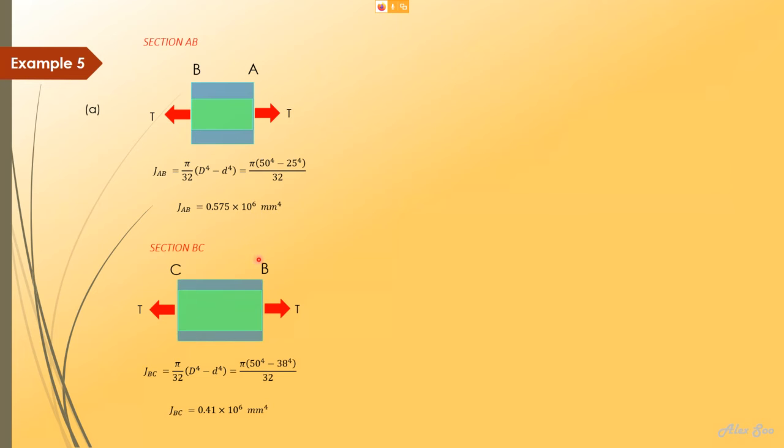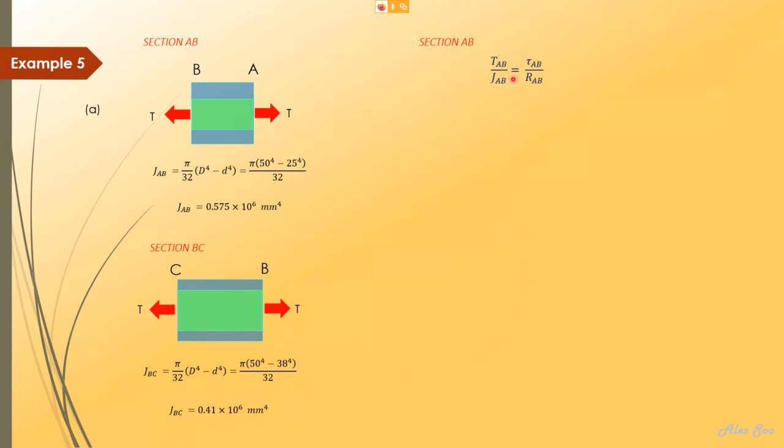Then you find the polar moment of inertia for the section BC as well. The external is still 50 mm, but the internal diameter now is 38 mm. So you have 38 here. Remember, this is over 32, and it is not 64, it is 32. 64 is for bending, 32 is for twisting moment. So the J_BC is 0.41 times 10 to the power 6 mm^4, the polar moment of inertia.